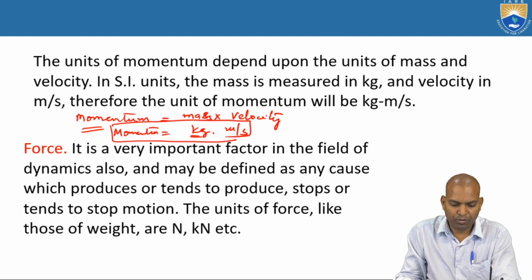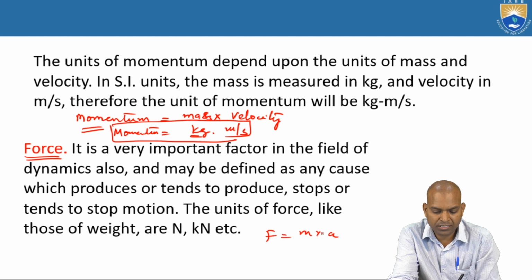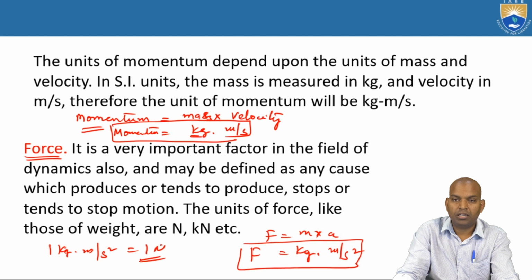Now one more thing. Weight is in newtons, and matter is the mass. If the mass is to be put under motion, what causes the motion is the force. What is the force? Force equals mass times acceleration, F = ma, mathematically expressed. The unit for mass is kg, and acceleration is meter per second square, so force is in kg meter per second square. 1 kg meter per second square equals 1 newton. That's the unit for force, either newton or kilonewton.